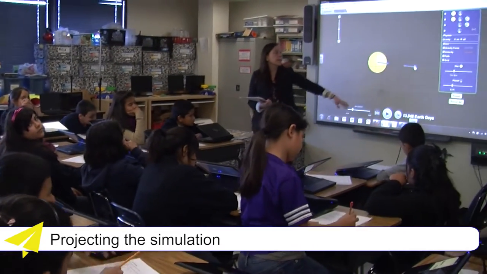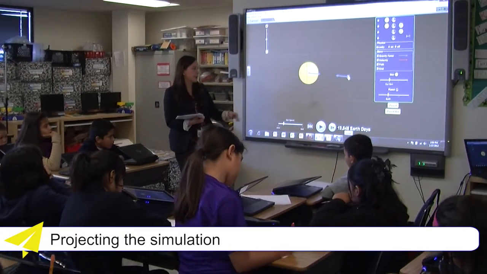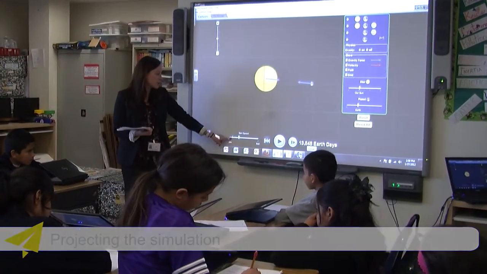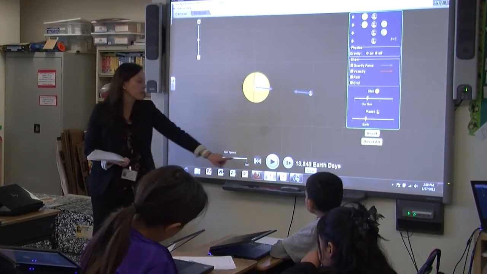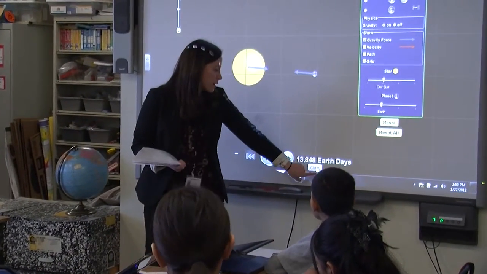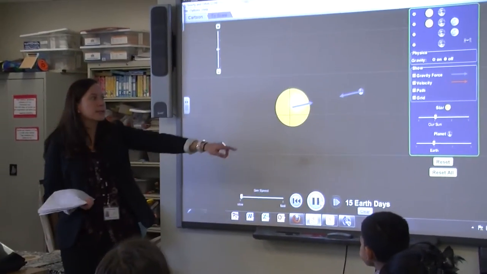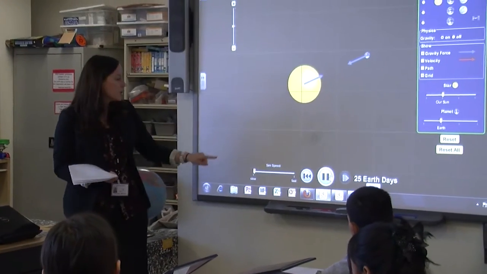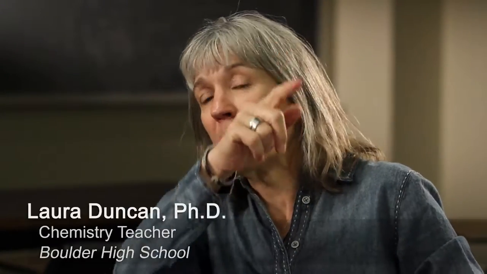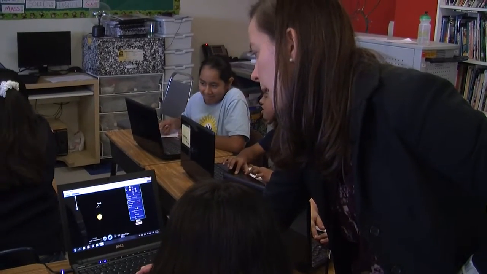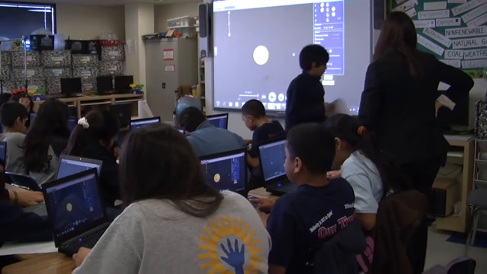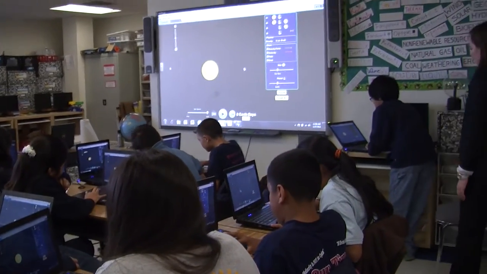Projecting the simulation using either a computer and projector or a smart board can provide a common focal point during discussions. It's helpful to have the students turn their attention away from their individual computers for a moment and look up at the smart board, so that we can use what we're seeing on the smart board as a whole class discussion. And then we can look at it and say, well, what was happening here? Can anybody describe what's happening here? But it's also because as I see students doing really great things on their own computers, I can ask students to go to my computer, which is hooked up to the smart board, and recreate what they've done so that we can use that as a whole class discussion.